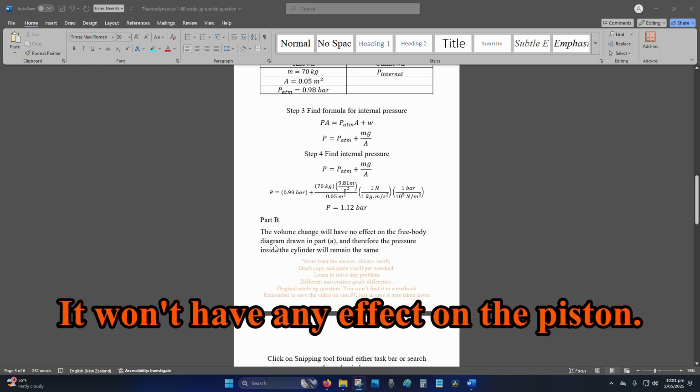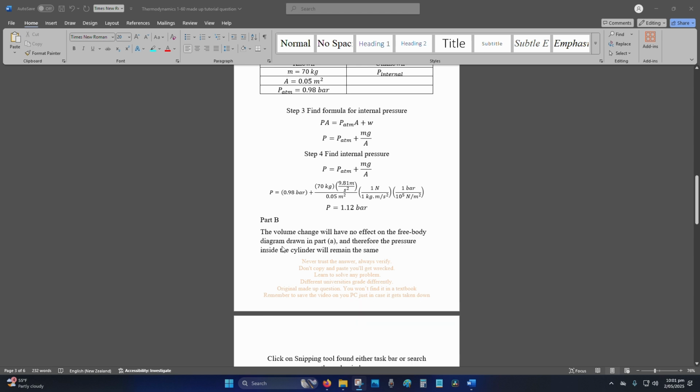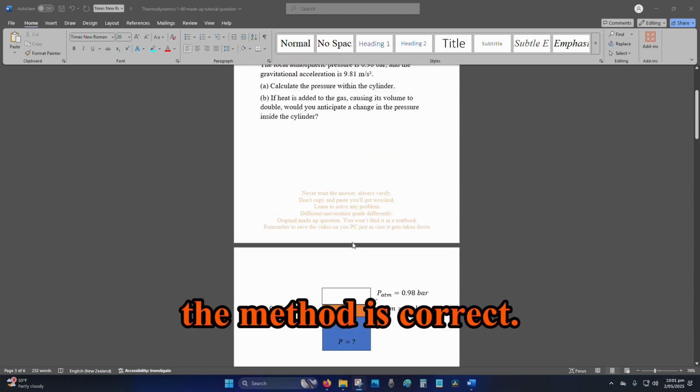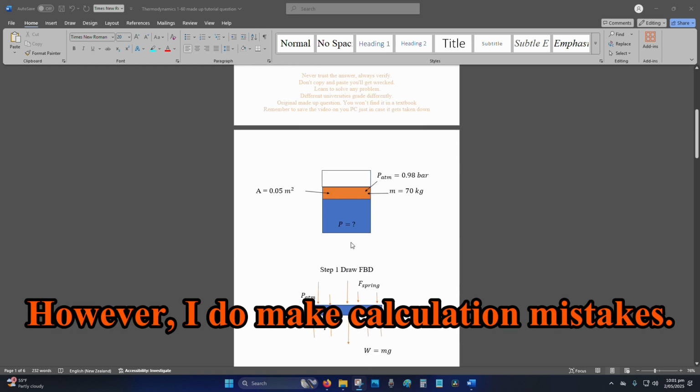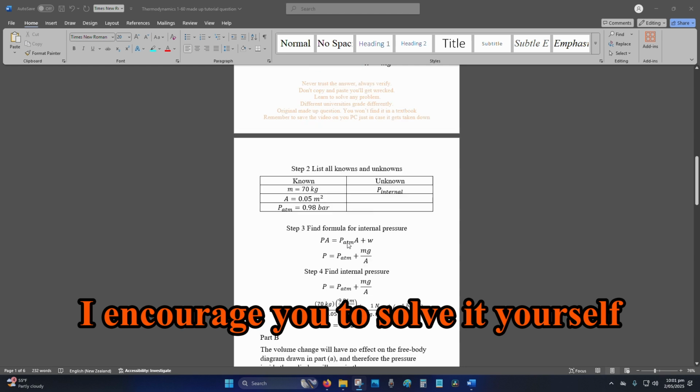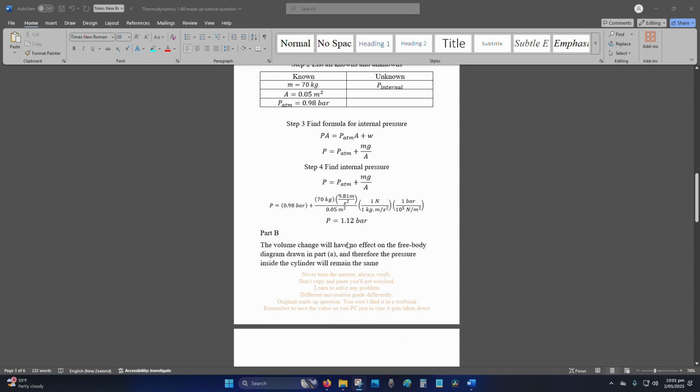Okay, so disclaimers: the method is correct, however, I do make calculation mistakes. I encourage you to solve it yourself and see if you get the same answer.